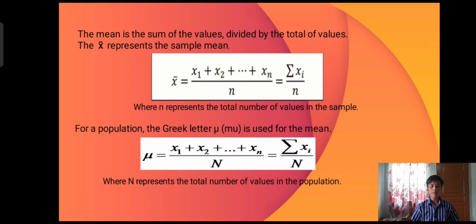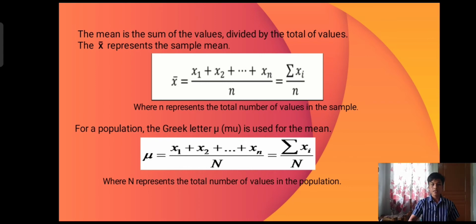The x bar represents the sample mean. So here is the formula of the sample mean, where n represents the total number of values in the sample. For population, the Greek letter mu is used for the mean. This is the formula for the population, where capital N represents the total number of values in the population.